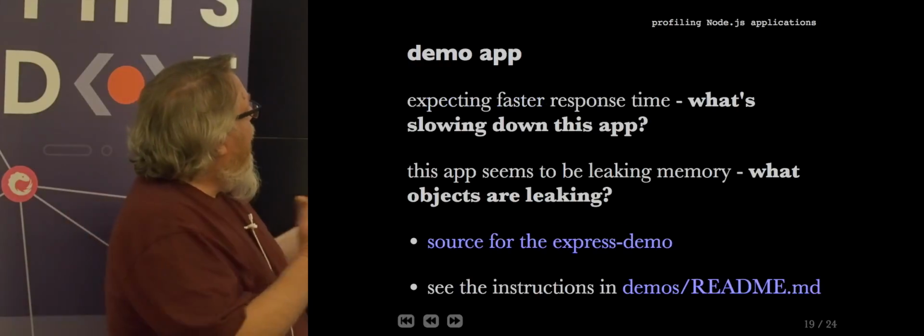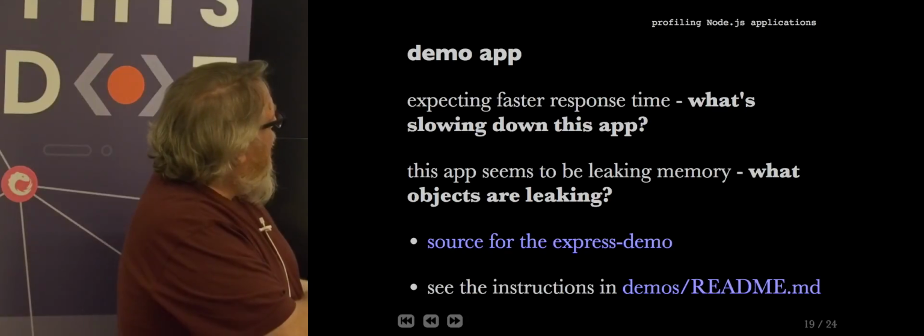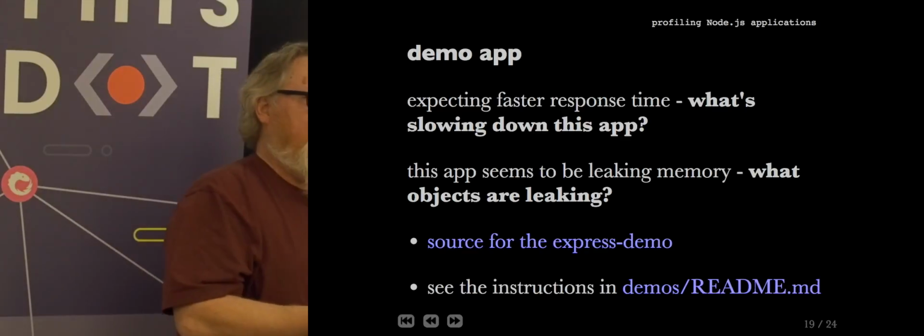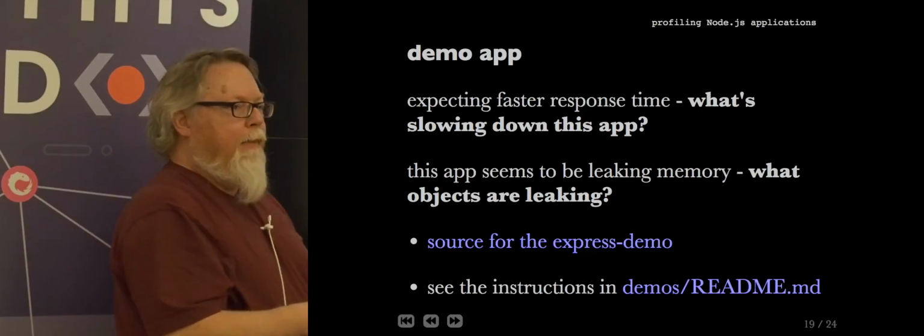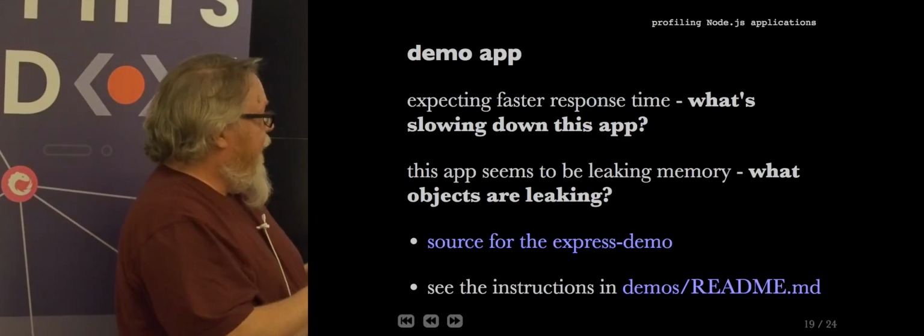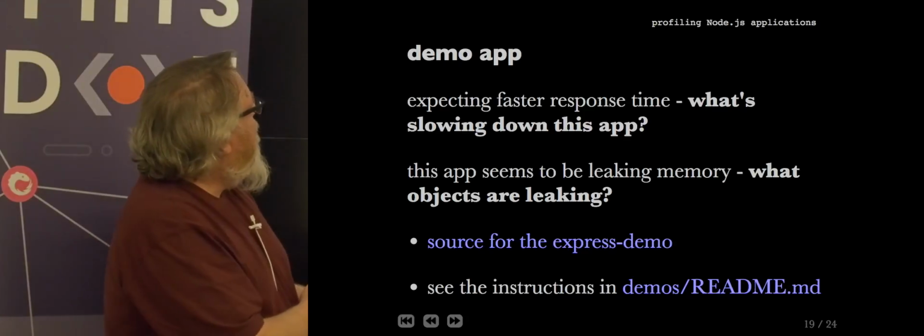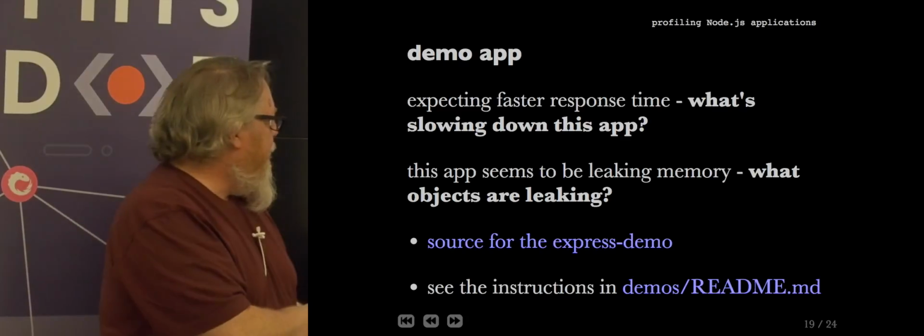Okay, so I got a little demo app. It's an Express app. I'm going to be showing two things. One is that it seems like the app's slower than it should be. I could show that by running AB and looking at times, but I don't think I have time to do that. You'll just have to trust me. It's slower than it should be. And the other one is the app seems to be leaking memory. How can we find out when it's leaking?